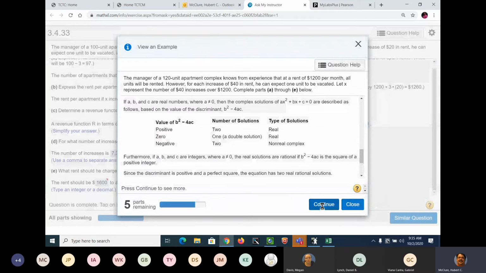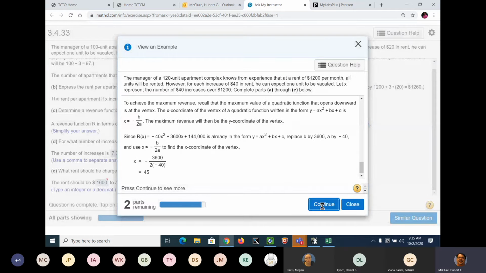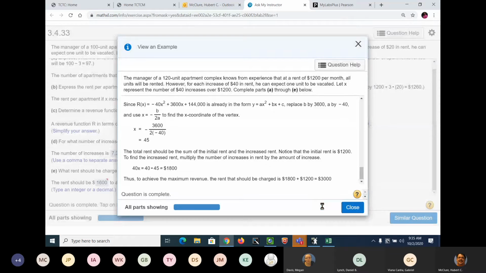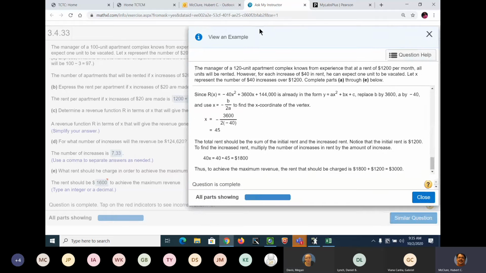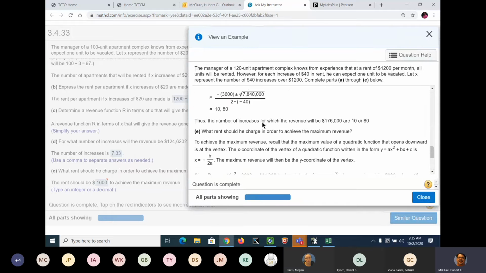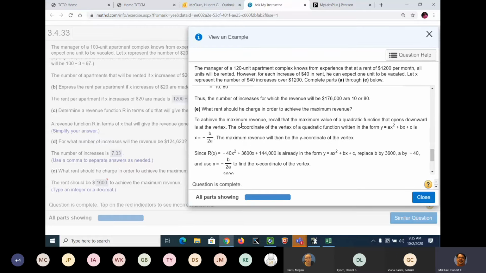Good God, look at all these parts. Yeah, I looked at examples and I just didn't understand this one. Well, don't feel bad. Okay, they're saying right here, what rent? Okay, to achieve the maximum rent, like if I found the vertex.